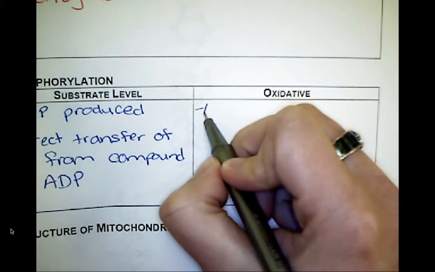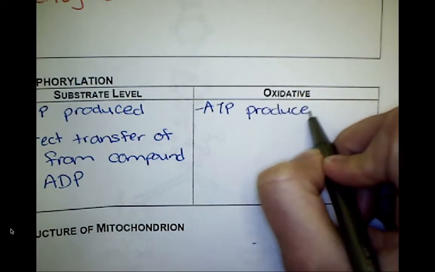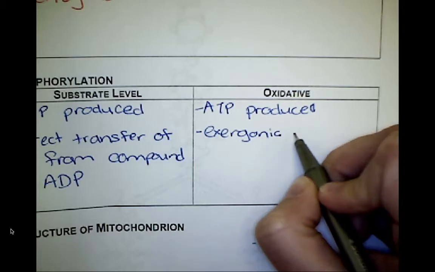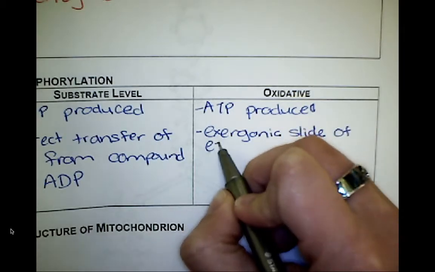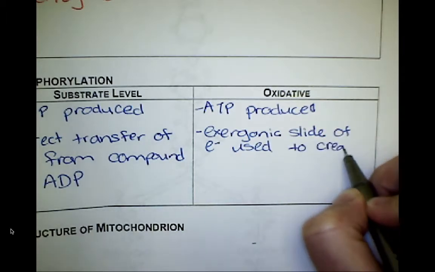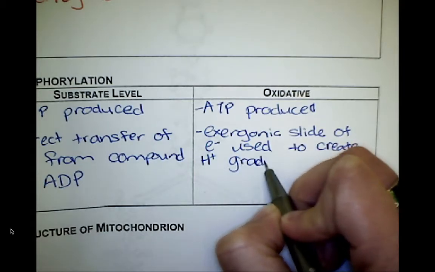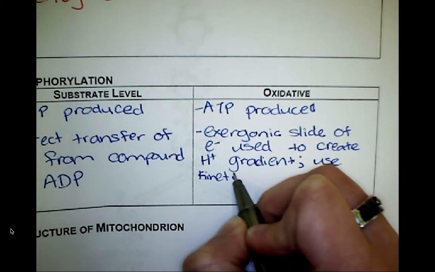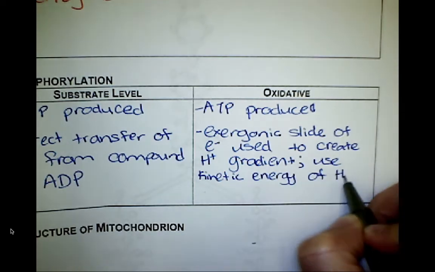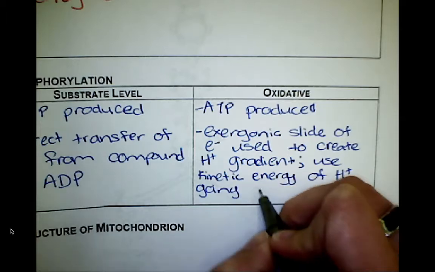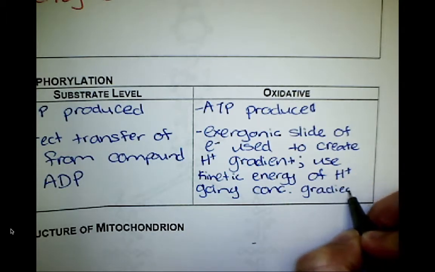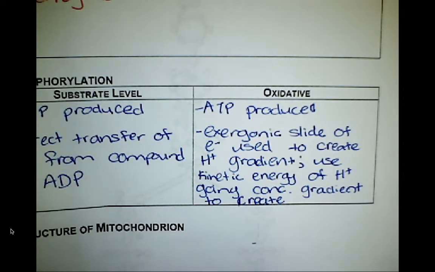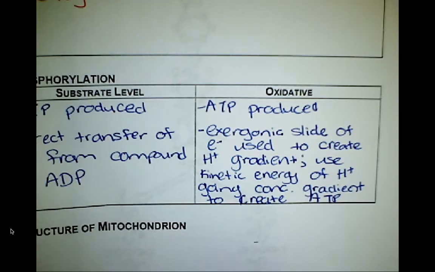The other type of phosphorylation that you might see is called oxidative phosphorylation. In oxidative phosphorylation, we're going to have the same thing. ATP is going to be produced. And what happens in this one is we have an exergonic slide, that releasing of energy, of electrons that is used to create a hydrogen gradient. This sounds somewhat familiar. We might have seen this before. Okay? And we use the energy, the kinetic energy more specifically, of hydrogens going down their concentration gradient to create ATP. We've seen this before. We saw this in the light reaction of photosynthesis, and we're going to see it again today in a section called oxidative phosphorylation.